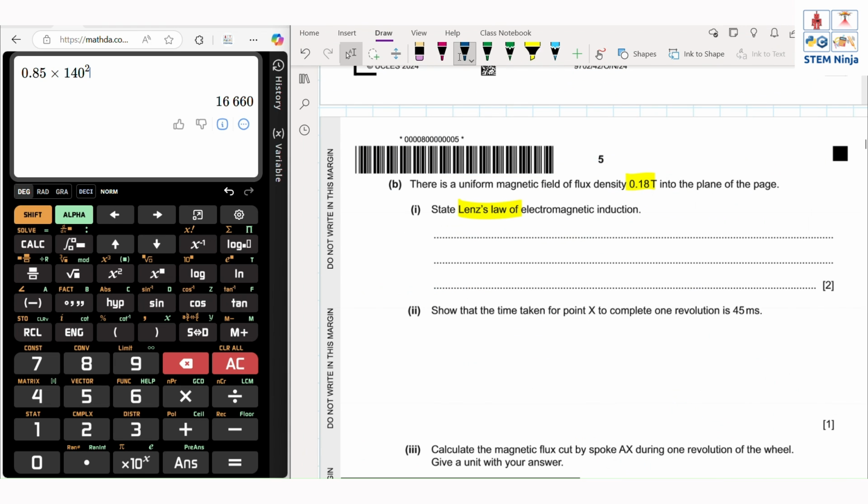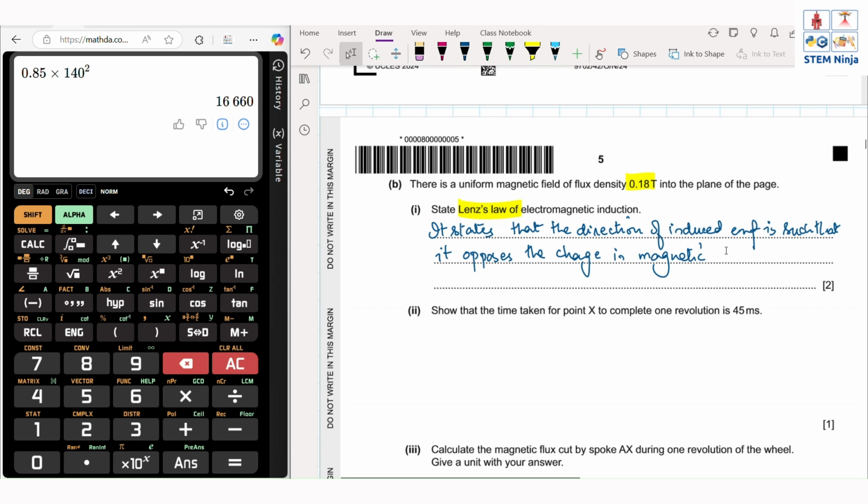Okay, so it states that the direction of induced EMF is such that it opposes the change in magnetic flux producing it.